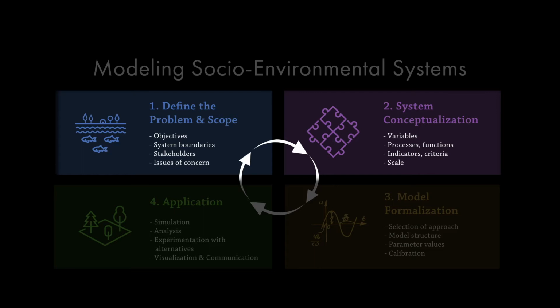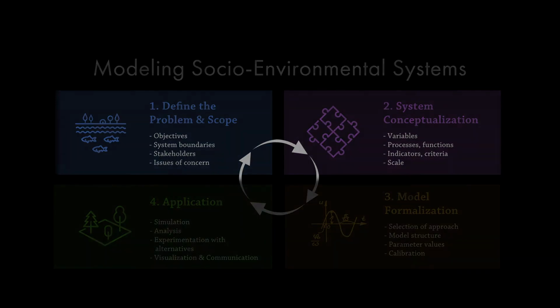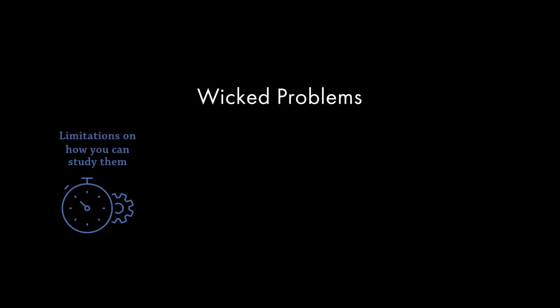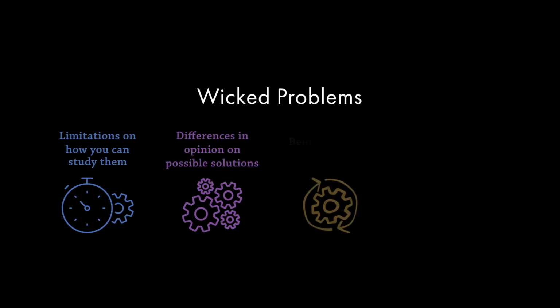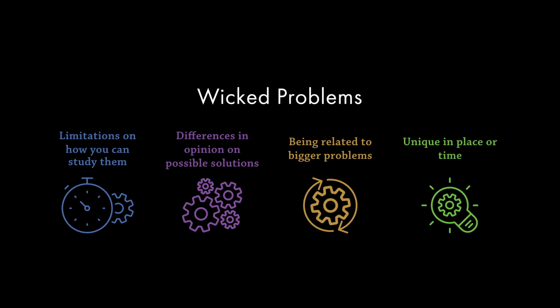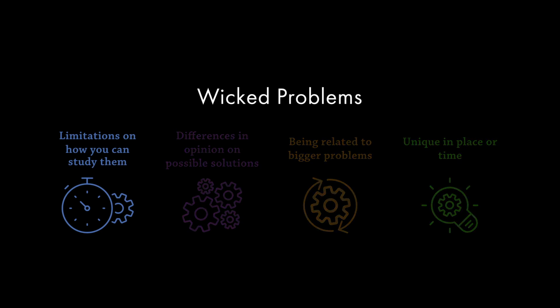And one thing influencing those processes is that socio-environmental problems, that is, what motivates many modeling efforts, are vexing because they fall into a class called wicked problems. Now, there are many definitions of what a wicked problem is, but they almost always include the following. They're characterized by, first, limitations on how you can study them. Second, differences in opinion on possible solutions. They also are characterized as almost always being linked to bigger underlying problems. And fourth, they're unique in place or time. So let's delve just a little more into each of these.